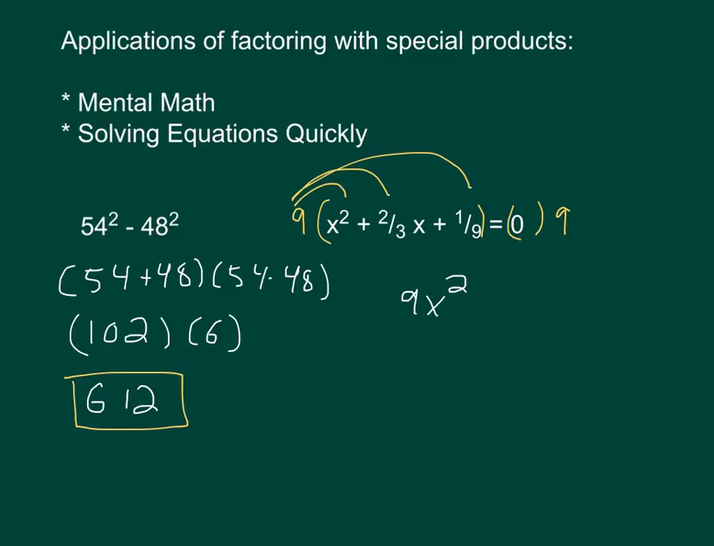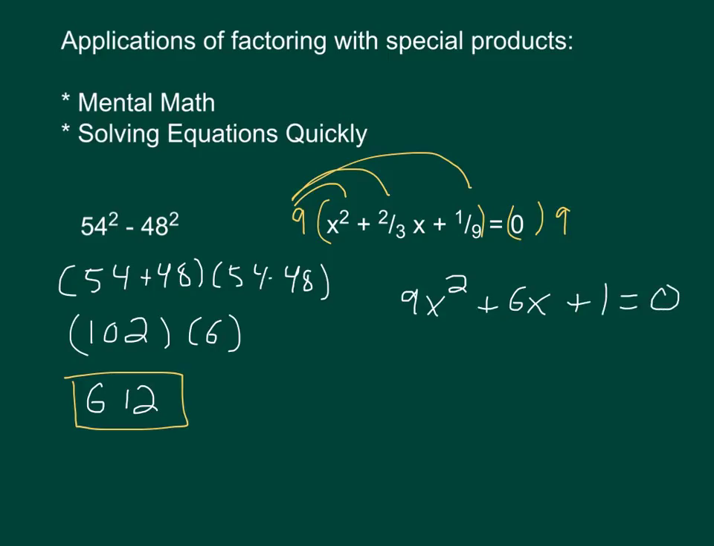Then 9 times 2/3, I do the 9 times the 2, which is 18, and 18 divided by 3, because that's my denominator, is 6. So I have plus 6x. And then 9 times 1/9 is 9 times 1, which is 9, divided by 9 goes back to 1. The right side of the equation stays as 0.